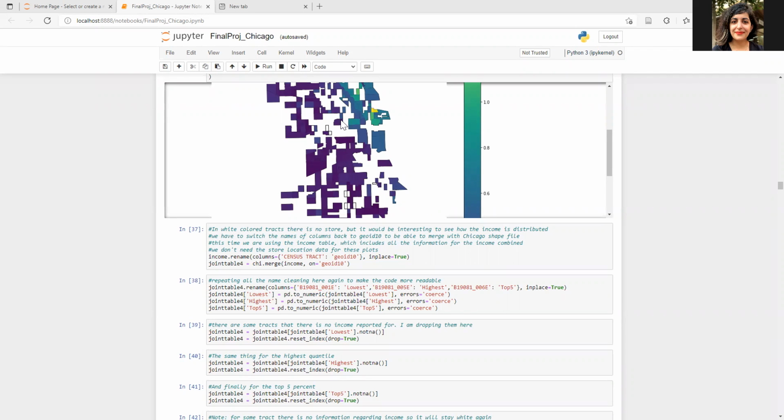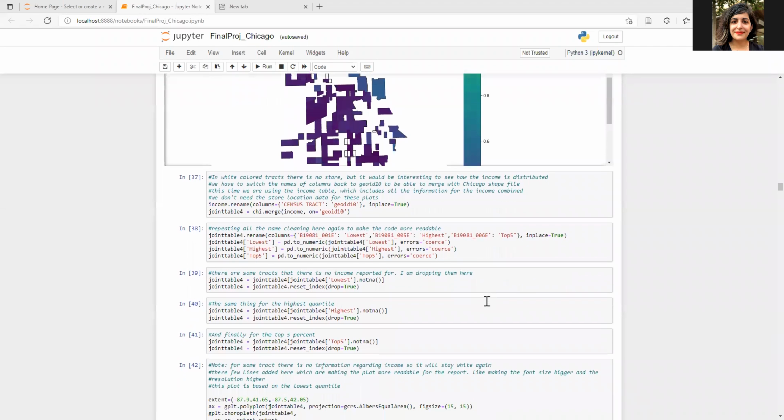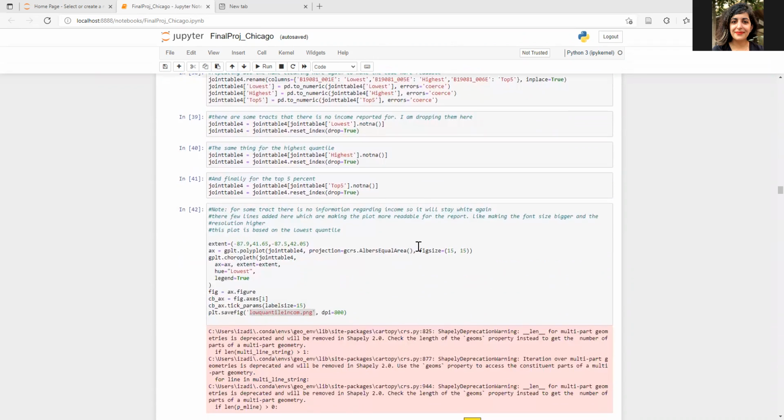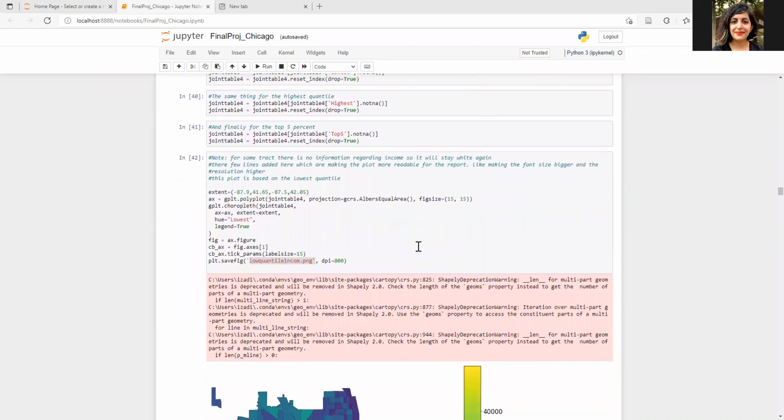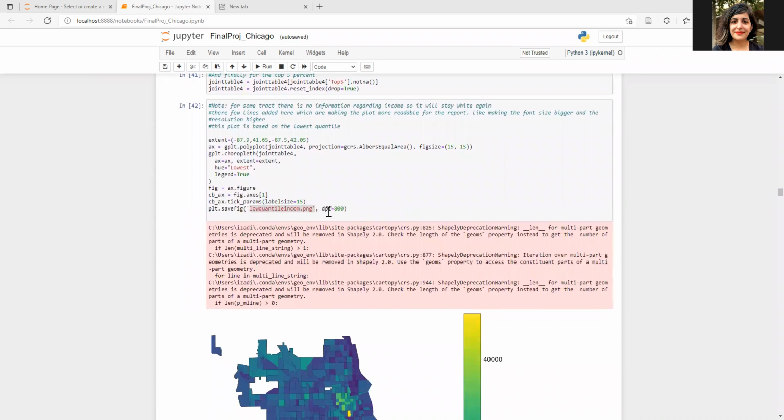So in this analysis, I didn't have information about the census tracts that did not have grocery shops in them. So I created another table, joint table 4, and this time I merged a Chicago shapefile with the income level, also based on the geo ID, and dropped all the census tracts that I didn't have any information about.